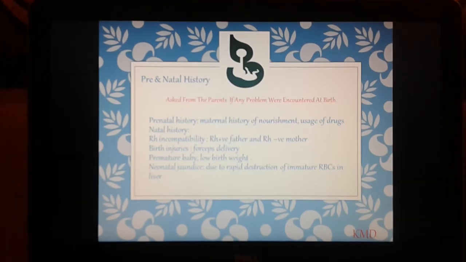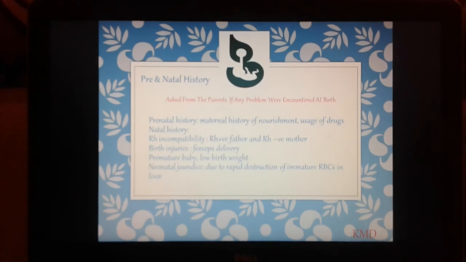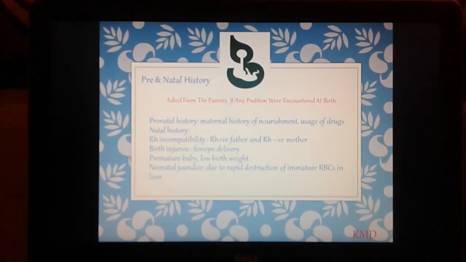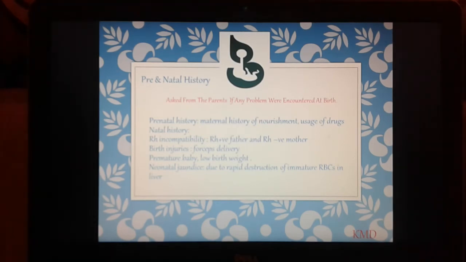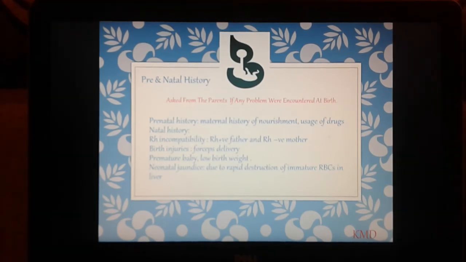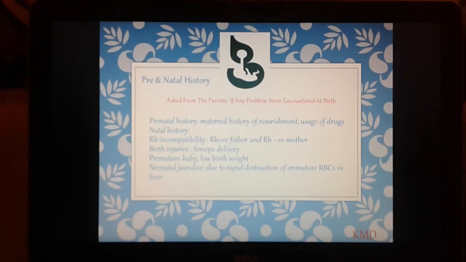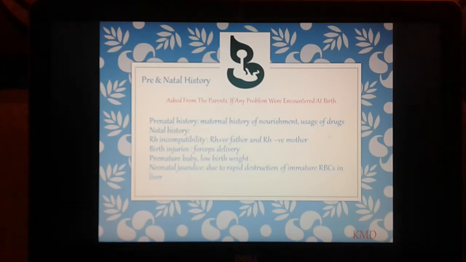Again, we have to record the history of a child, its birth weight, whether it was a normal birth or whether it was a low birth, whether the baby was full term or preterm, and also whether there was any instance of neonatal jaundice. In neonatal jaundice, the immature RBCs in an infant are rapidly destroyed in the spleen. This increased bilirubin cannot be sufficiently cleared by the liver, leading to transient jaundice in the child.